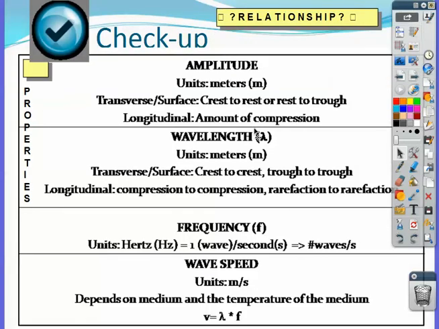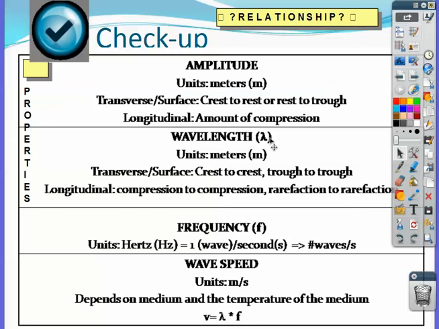So, just a quick checkup on stuff that you should have gotten down. Amplitude is measured in meters, and it is the distance. When we're talking about a transverse wave or even a surface wave, it's the distance from crest to rest position, or from trough to rest position. On a longitudinal wave, it's the amount that the particles move back and forth. It's how far they vibrate back and forth, or the amount of compression that can happen.